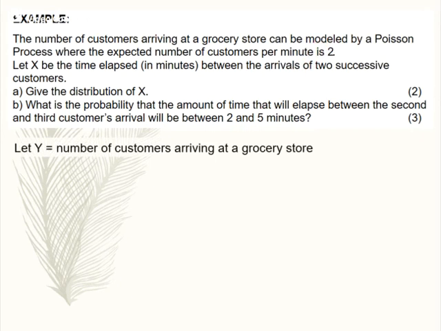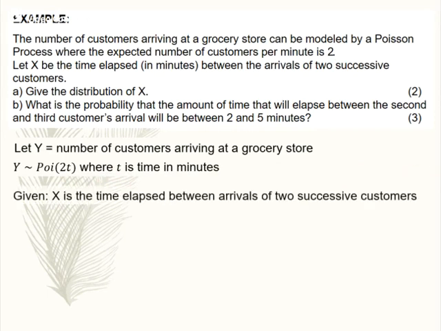So let Y be the number of customers arriving at a grocery store. All right, so I just copied that from here. And we know that the number of customers that arrive at the grocery store is a Poisson with parameter 2t. So that means it's two customers per minute. So that means T is time in minutes.